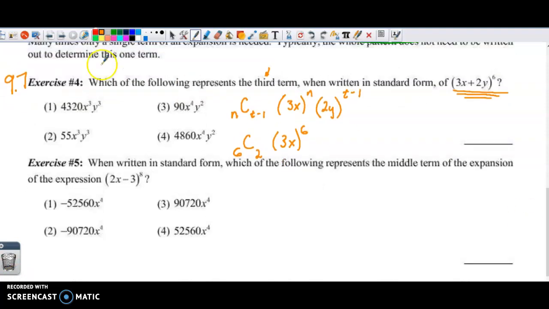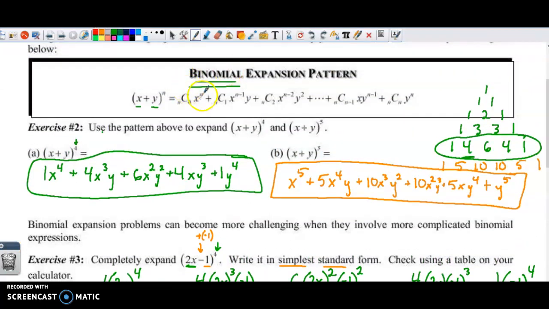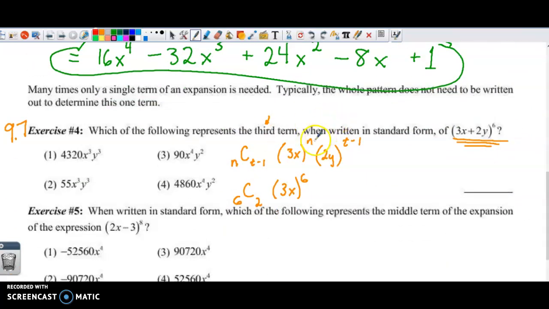Yep, definitely glad I pointed out that I don't do this method very often, because it's only the first term that's to the nth power. The second term is to the n minus 1 power. The third term is to the n minus 2 power. So this n changes depending on what term you're doing. And because it's the third term, it's to the t minus 1 power. So 6 minus 2, 2y to the t minus 1 power, which would be 2.